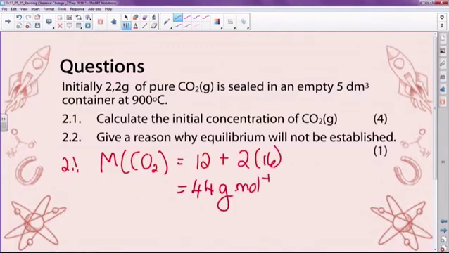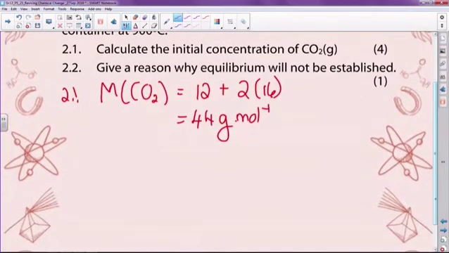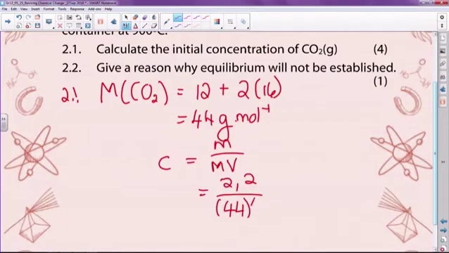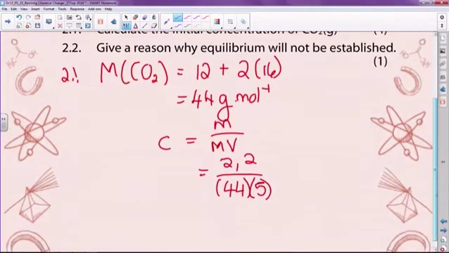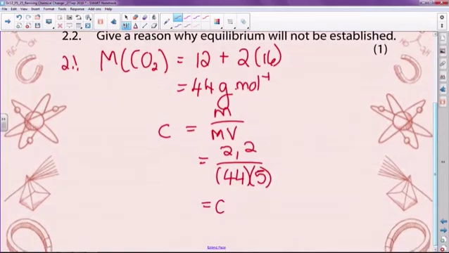And they want concentration, and it's a 5 decimeter cubed container. So C equals m over M times V. So this was 2,2 divided by 44 times 5. Okay, and that gives 0,01 moles per decimeter cubed.